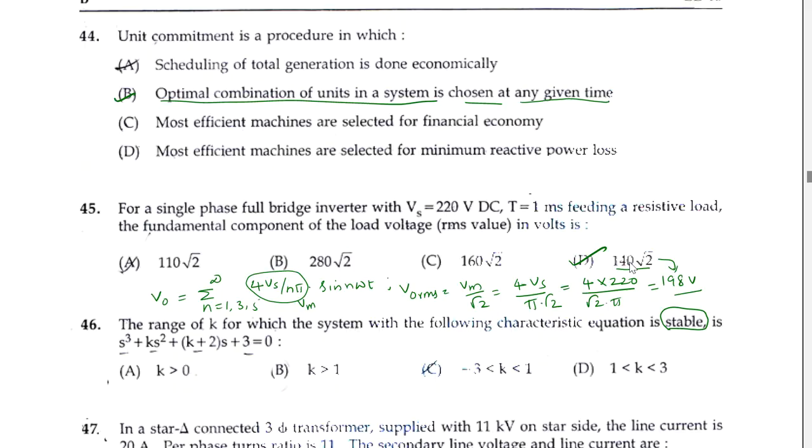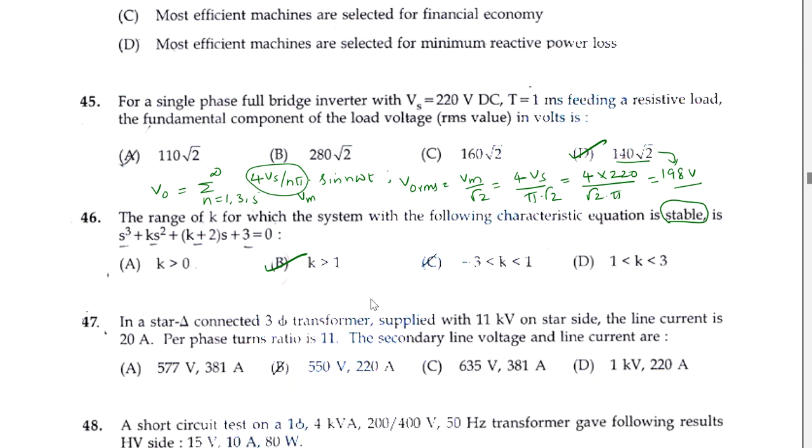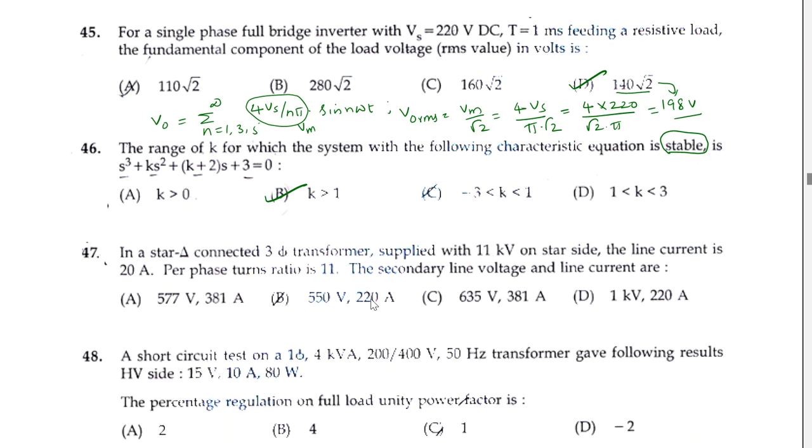As per this concept, the k value should be greater than 1 or k equal to 1. So option B is correct. Among them, B will be the right answer for this question here. Okay, so let's take another question here.